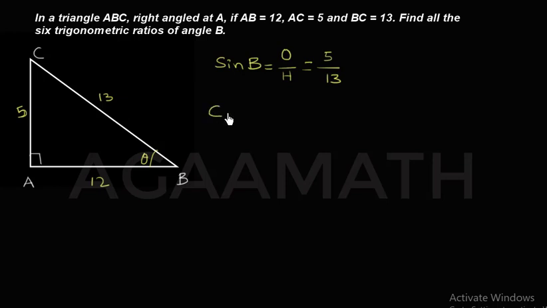Let's take cos B now. So here it is cos B. What is the ratio of cos? Adjacent by hypotenuse. The adjacent side of the angle B, that is theta, is 12. So this is 12 by hypotenuse, which is 13.